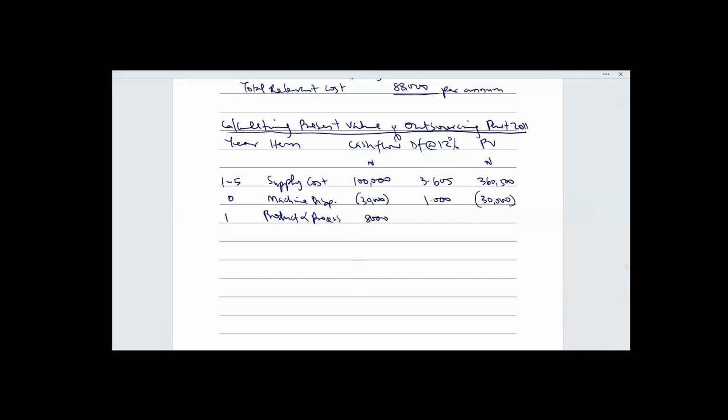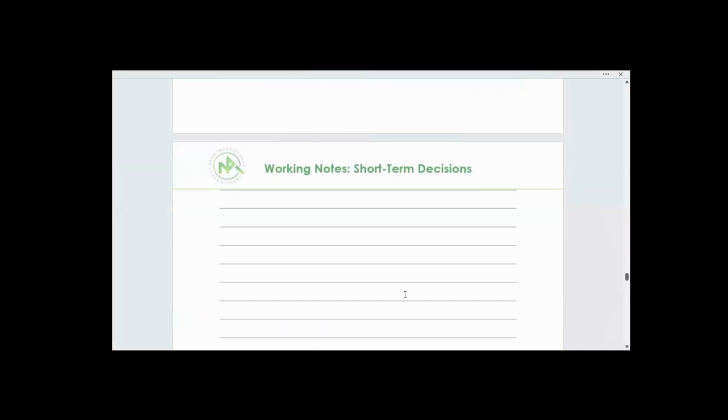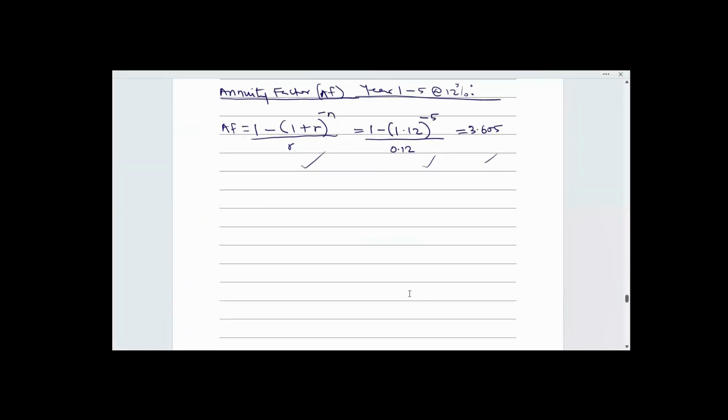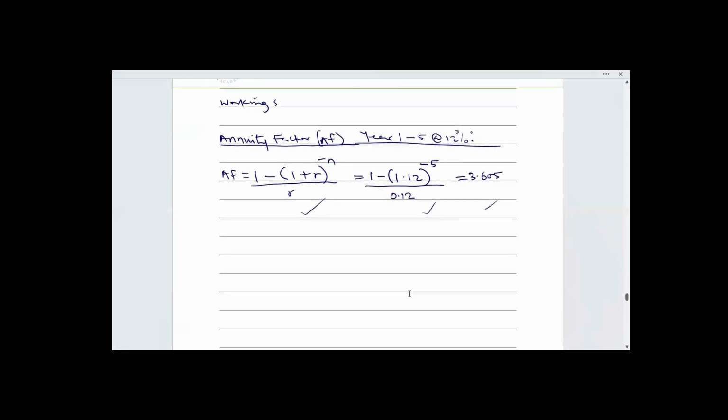So I will then carry my calculator. I need to determine the discount factor. Discount factor is calculated as 1 plus R raised to power minus N. Let me write it down for you, because I don't want to assume that you know it. So the discount factor, that is DF, at 12%, is calculated as 1 plus R raised to power minus N.